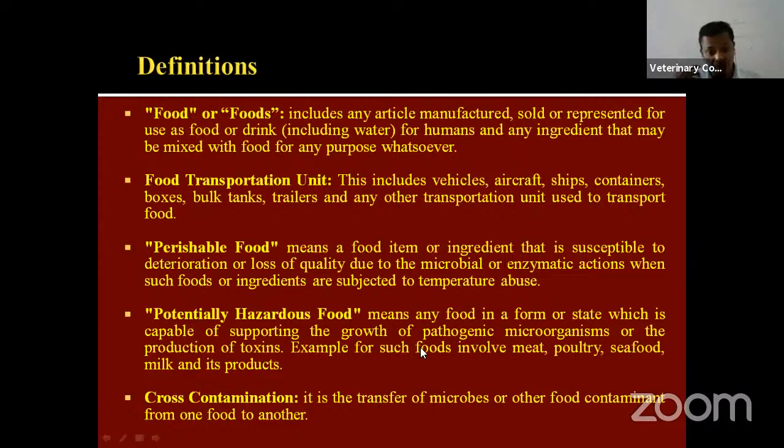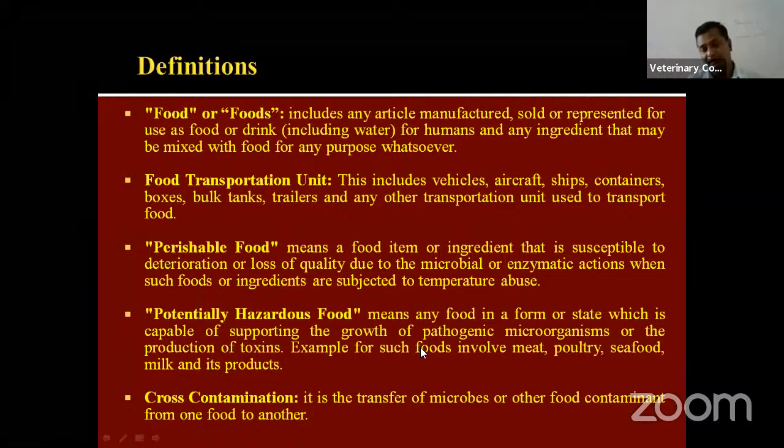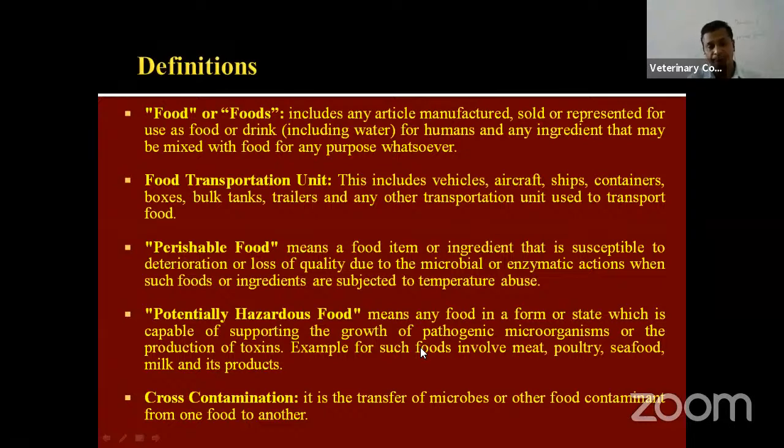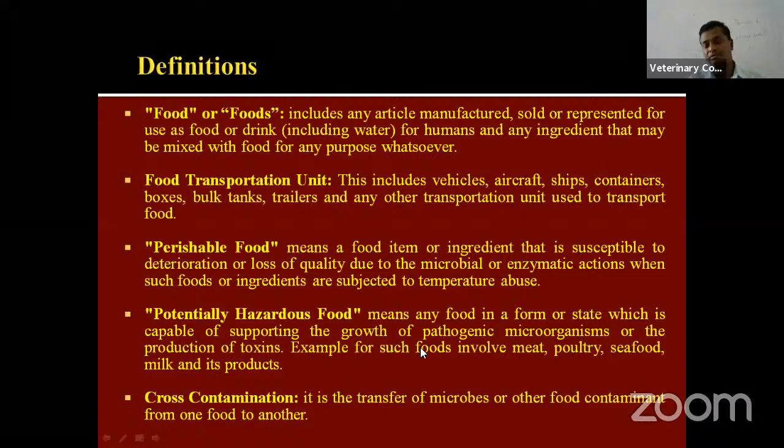When a human being consumes such food, it would lead to disease in the form of infection, intoxication, or toxin infection. That we will study a little later. Such a food, we call a potentially hazardous food. And when a food is potentially hazardous, the person or the unit that is manufacturing it is responsible. Say, for example, I have bought some mango juice and consumed some 100 ml of it, and I suffered from gastric upset.